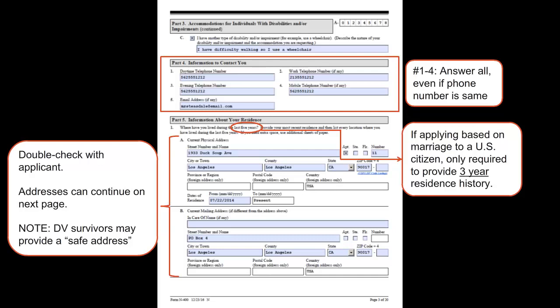Mailing addresses might be different, so don't forget to ask. P.O. boxes are acceptable. Also, domestic violence survivors may provide a safe mailing address if they prefer.